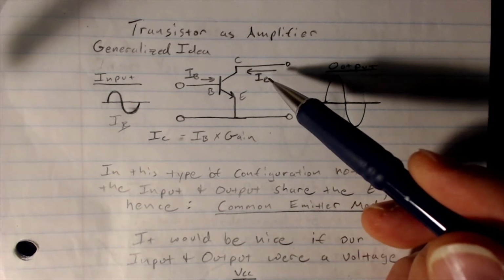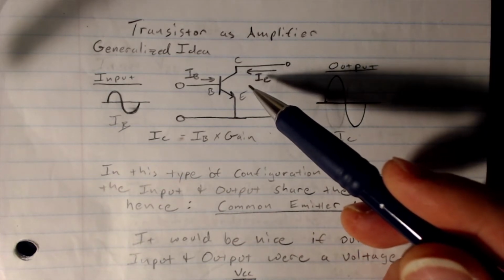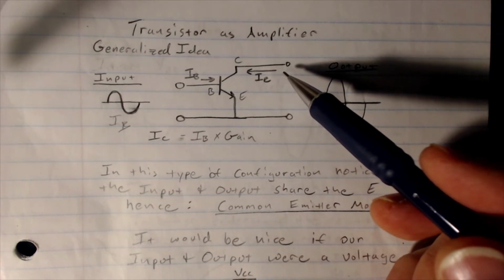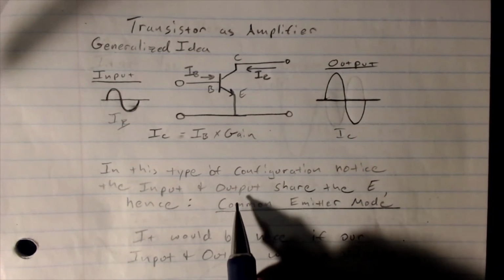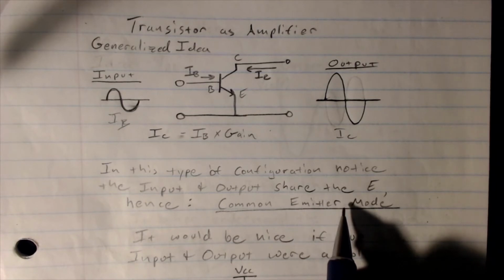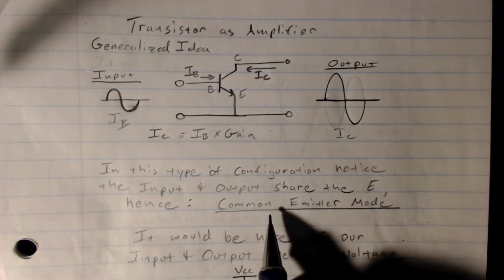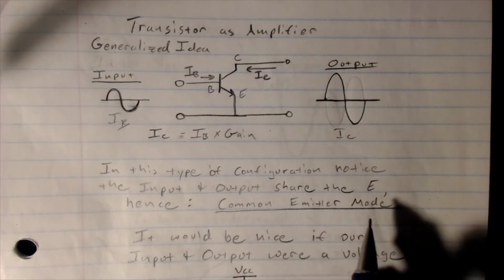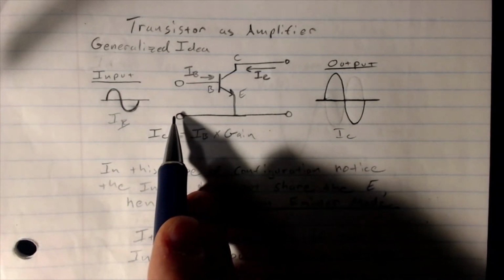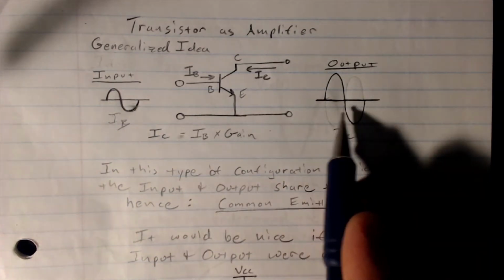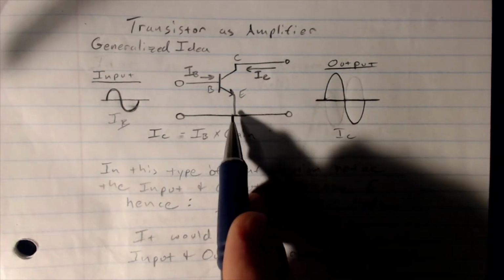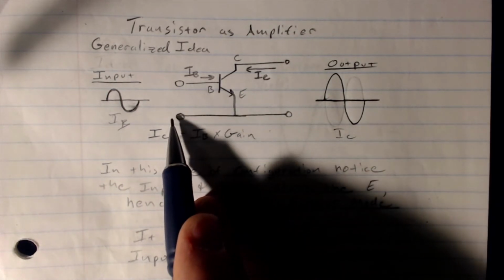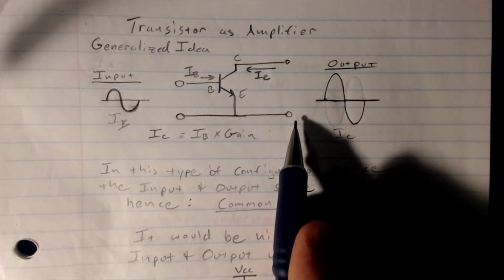Now, the most common type of transistor amplifier that you would see, and one that you would start off using, is what's referred to as a common emitter amplifier. We call it a common emitter amplifier, or common emitter mode, because both the input and the output signal are sharing this same emitter. Or in other words, the emitter is common to both the input signal and the output signal.